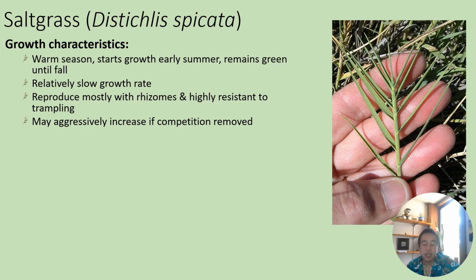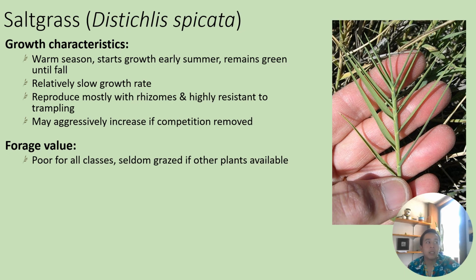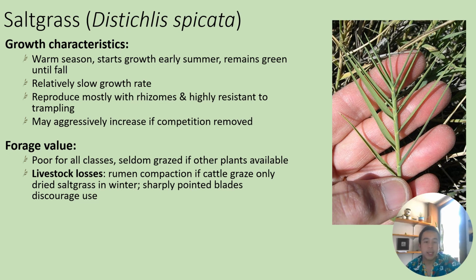It can be important because it has very low forage value for most livestock and also for wildlife, and usually is not really used much for grazing purposes. It also can cause livestock losses through rumen compaction, which is only relevant to ruminant animals like cattle, especially if it's dried in the winter. And the sharply pointed blades are also not necessarily desirable as forage either.